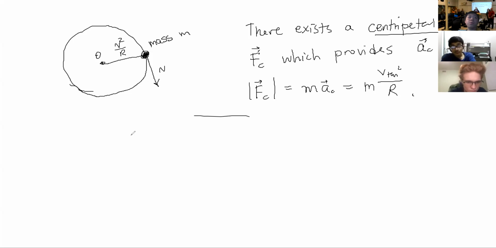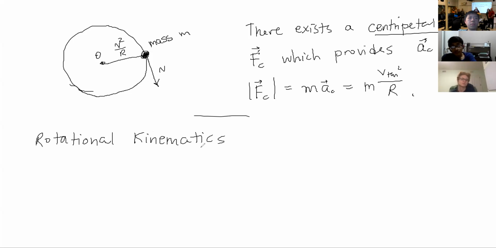So let's move on to rotational dynamics, or rather rotational kinematics for now. This is an approximation of how the Earth orbits. It's not uniform, but we'll get to that later when we talk about orbital mechanics, I believe that's called. All right.